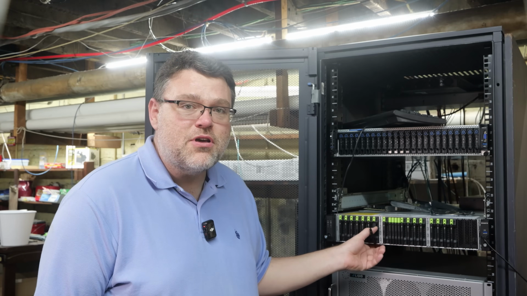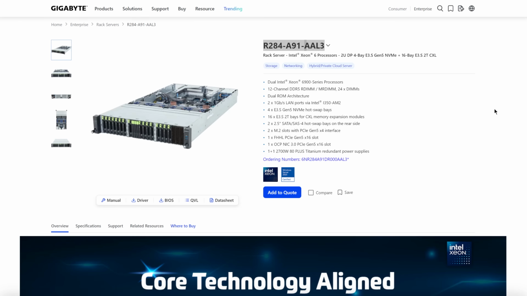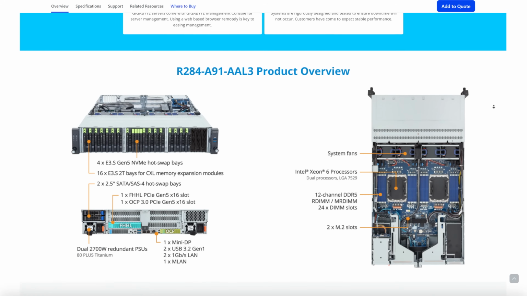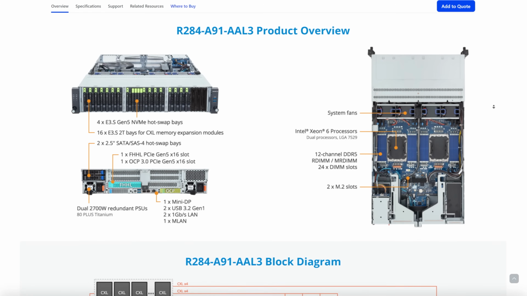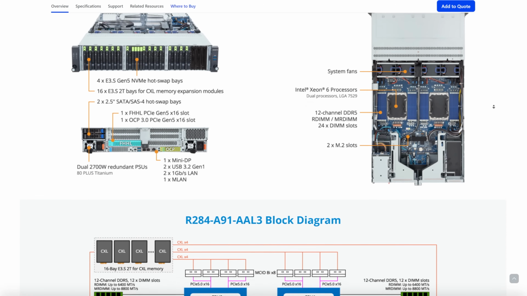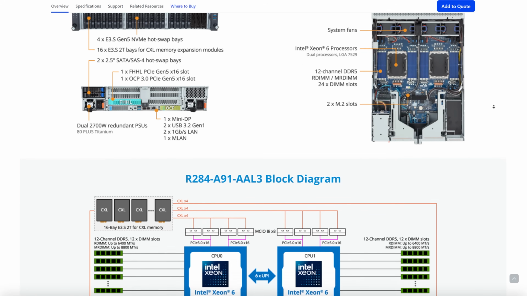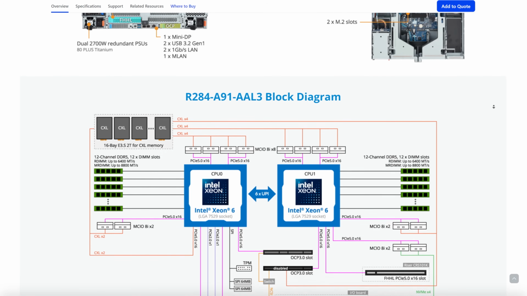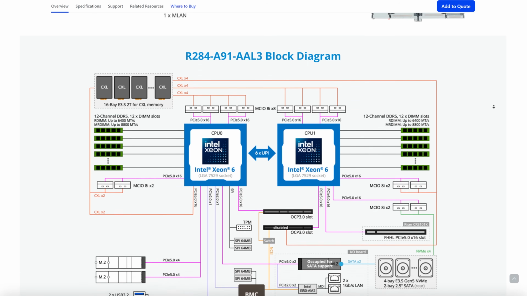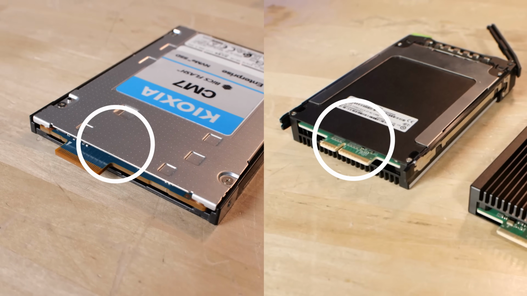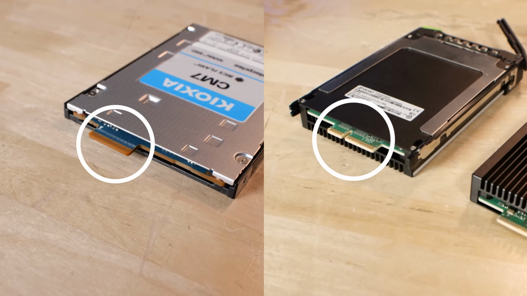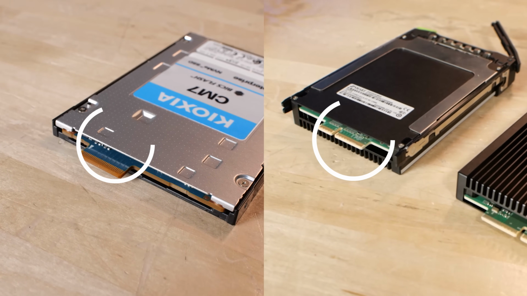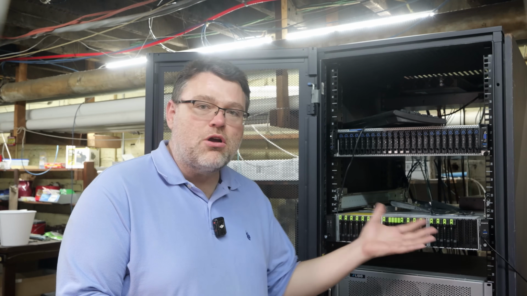All right, let's take a closer look at what we're working with here. First up, this chassis is the Gigabyte R284A91, the AAL3 configuration. It's actually pretty unique. You've got these 20 E3 slots right up front. They're hot swappable, well, not in CXL mode, but E3 is a form factor you might not be familiar with for storage. Most of them are wide, or 2T, to accommodate things other than storage though. In our case, CXL, but FPGA or even an ASIC accelerator would fit and work just fine here.